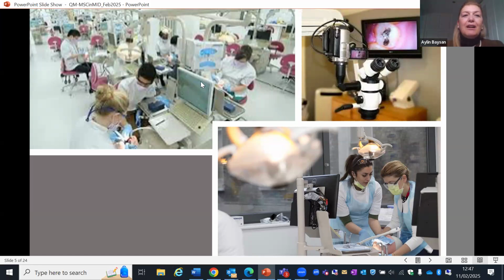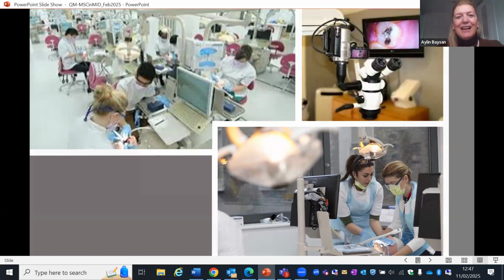And then this is our clinical skills lab, and we have the microscopes as well, at least 19 microscopes. And with MID, I use the microscopes, and I will show you some of the selection of cases as well. Being a specialist in endodontics and prosthodontics, I hope that you can imagine I am very obsessed with microscopes.